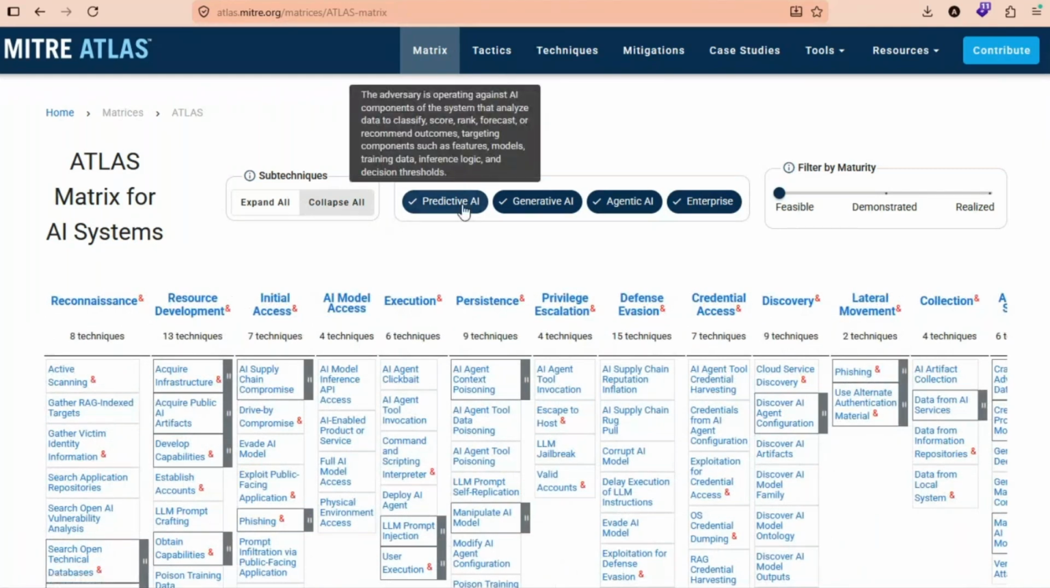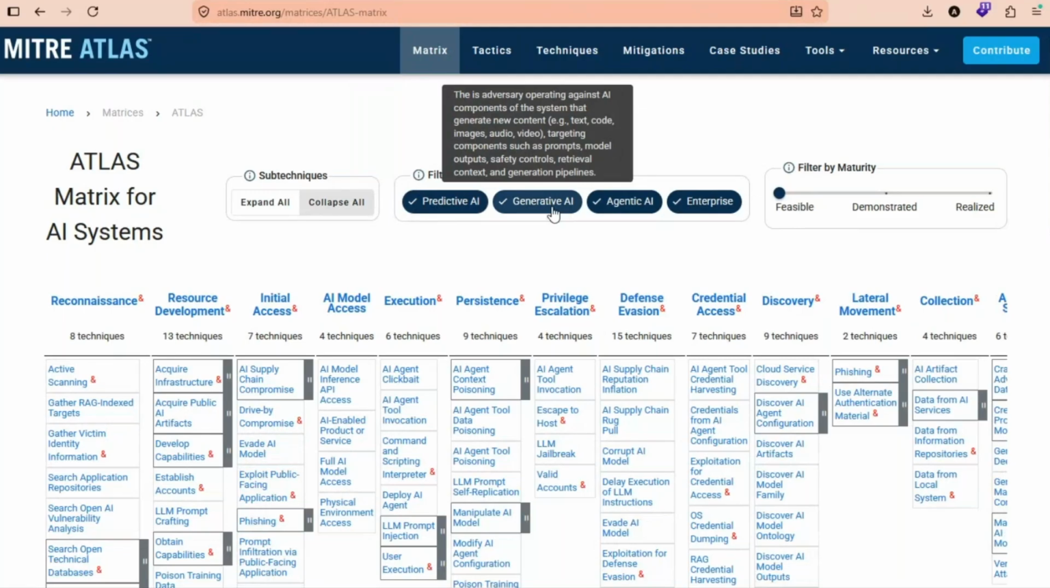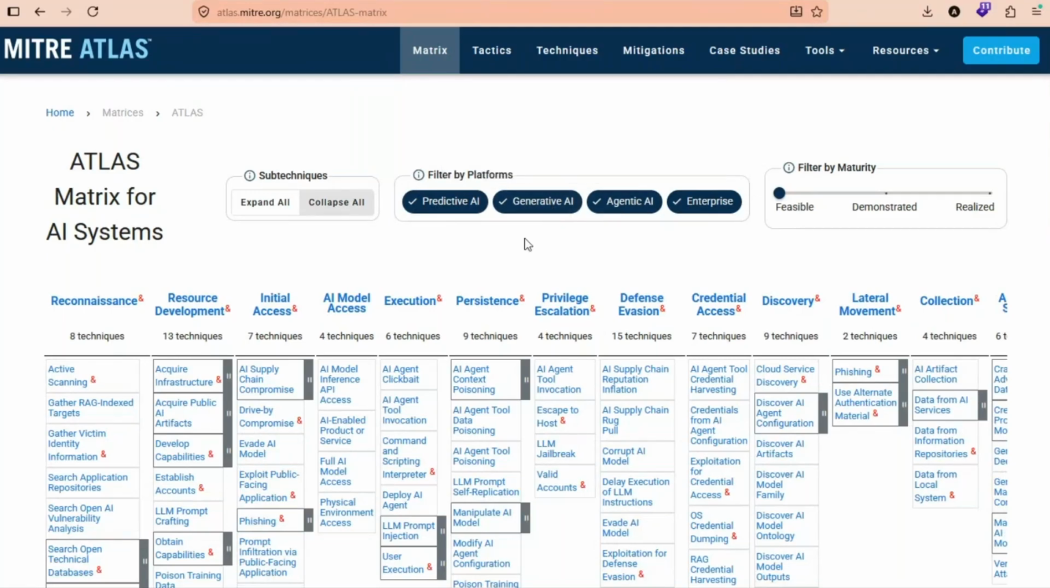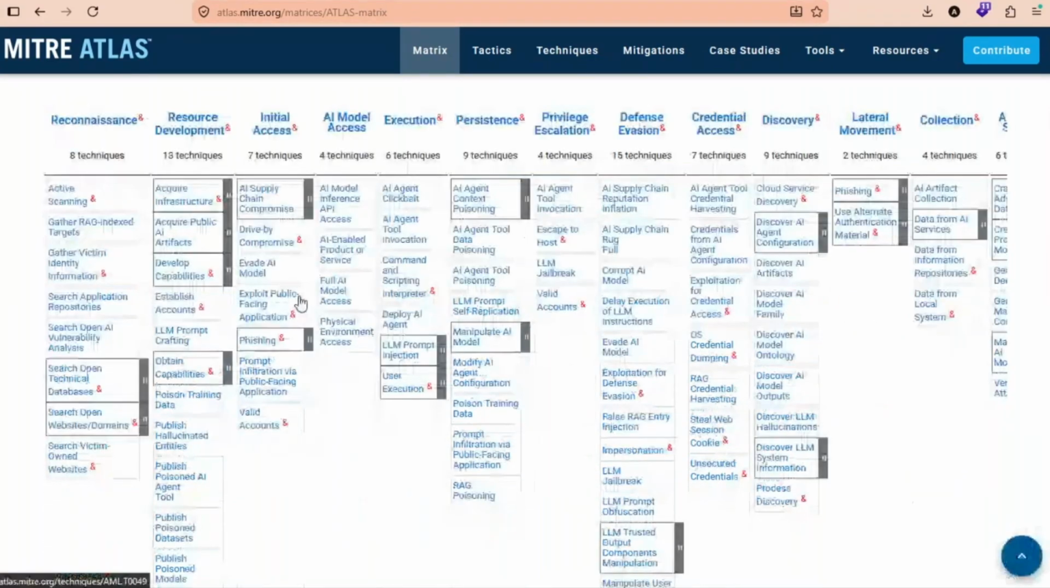Now, there can be tactics specific to predictive AI, specific to generative AI, agentic AI, or enterprise, right? Now, below that, how you will complete those tactics, like how you will do reconnaissance: active scanning, gather RAG index targets, gather victim identity information, search application repositories, search open AI vulnerability analysis, search open technical databases, search open websites or domains, right? So, for every tactic, there is a technique for how you will do it.